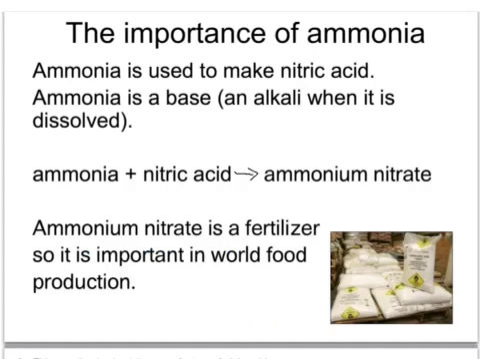So what's the importance of ammonia? Well, as we saw in one of these previous questions, ammonia can be used to make other industrial chemicals, and one of these is nitric acid. Nitric acid's an acid and ammonia is a base.